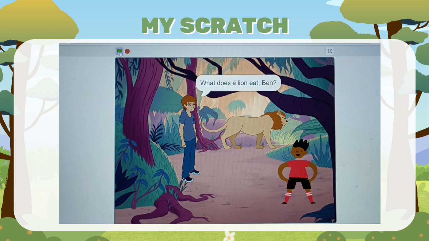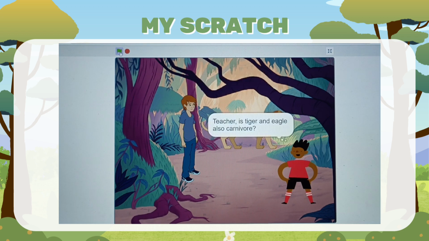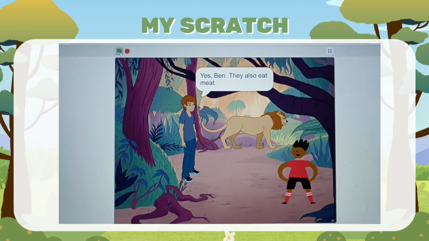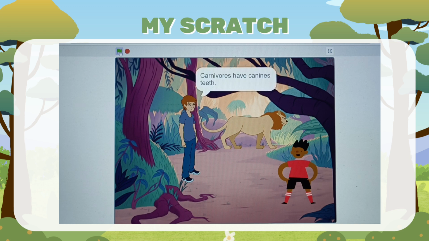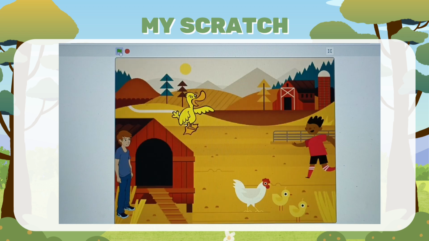What does a lion eat, Ben? Meat. Yes, a lion eats other animals' meat, so a lion is a carnivore. Teacher, are a tiger and an eagle also carnivores? Yes, Ben. They also eat meat. Teacher, what teeth does a carnivore have? Carnivores have canine teeth.